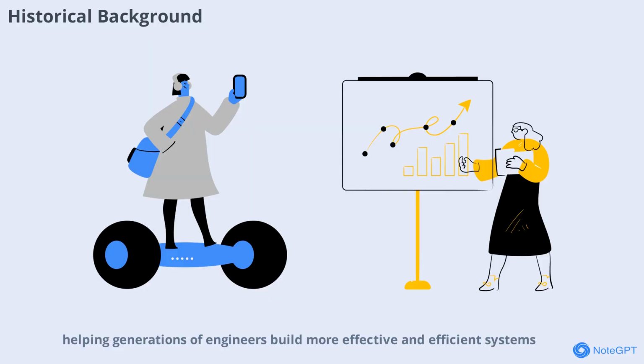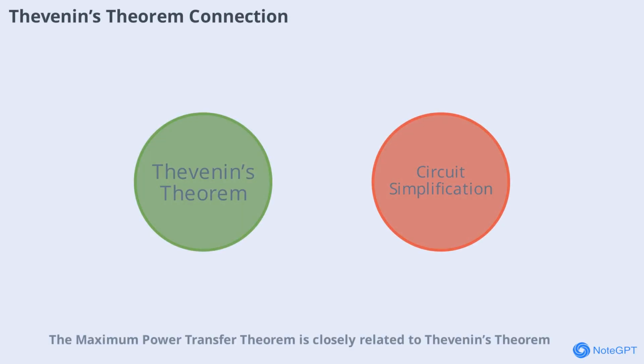effective and efficient systems. Maximum power transfer theorem is closely related to Thevenin's theorem, which allows us to simplify complex circuits into a single voltage source and series resistance. By using Thevenin's equivalent circuit, engineers can easily apply the maximum power transfer theorem to analyze and optimize power delivery in even the most complicated networks. This connection makes both theorems essential tools in circuit analysis.